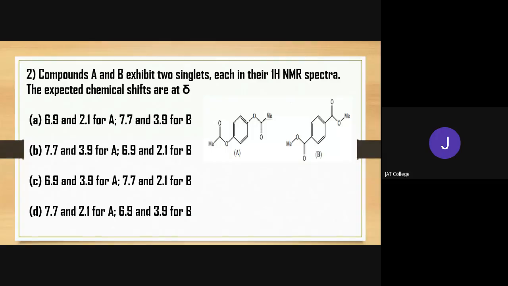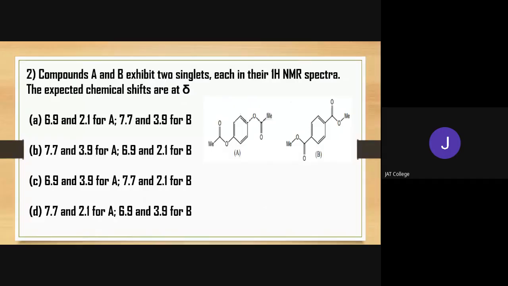So out of A and D, in which compound has the delta value less than 7? Compound A. Compound A has the delta value 6.9. And compound B, here in A option, is given as 7.7. Because we know that from 3.9 for B, A and D may be possible, and B and C are wrong. Now we have to decide whether A is correct or D.